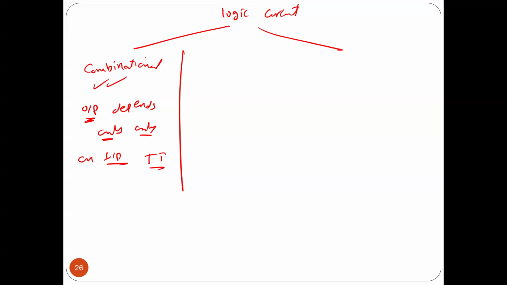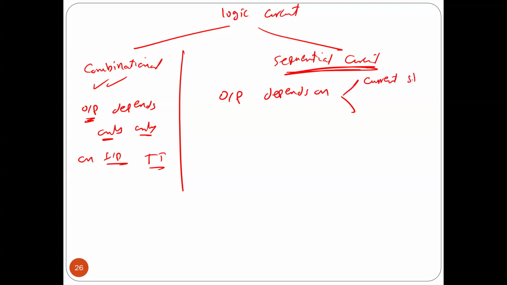The second type of logic circuit we call a sequential circuit. In a sequential circuit, the main difference is that the output depends on 2 things, not 1. It depends on the current state, and also the value of the input. That means for the same input, I may get different outputs in the case of 2 different states. So the output does not depend only on the input alone; it still depends on the input, but it also depends on the state.